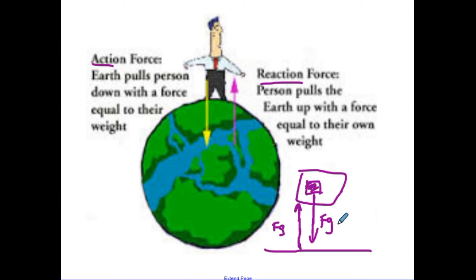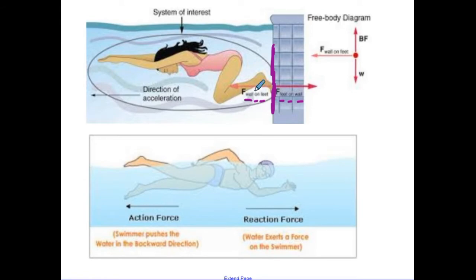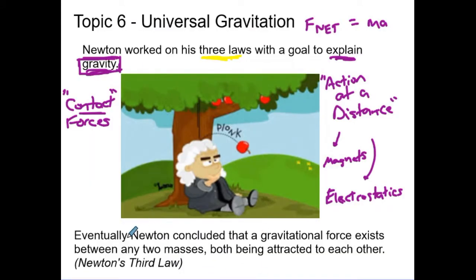All we notice is the object that's falling. But Newton hypothesized that there must be an equal and opposite reactionary force, in the exact same way that when you push on the ground, it pushes on you, or if you push on the wall, it pushes you back. If I can go back to the slide right here, eventually Newton concluded that a gravitational force exists between any two masses, both being attracted to each other.